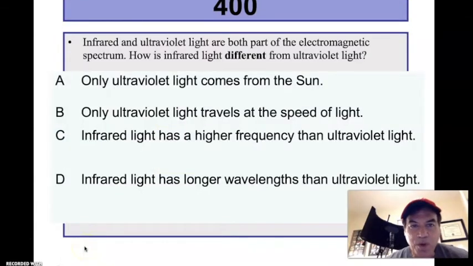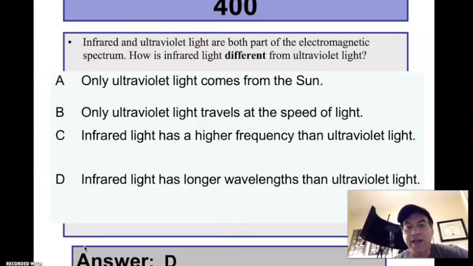All right, number 4. Infrared and ultraviolet light are both parts of the electromagnetic spectrum. How is infrared light different from ultraviolet light? Only ultraviolet light comes from the sun. Only ultraviolet light travels at the speed of light. Infrared light has a higher frequency than ultraviolet light. Infrared light has a longer wavelength than ultraviolet light. So let's see what you guys come up with.